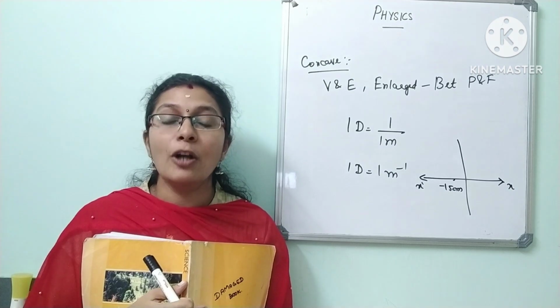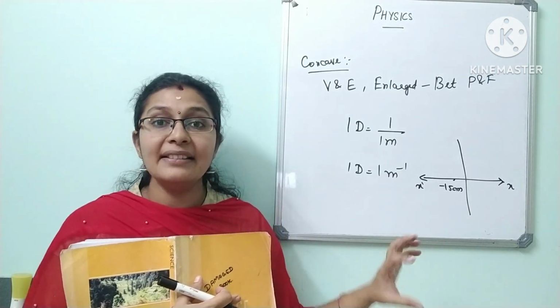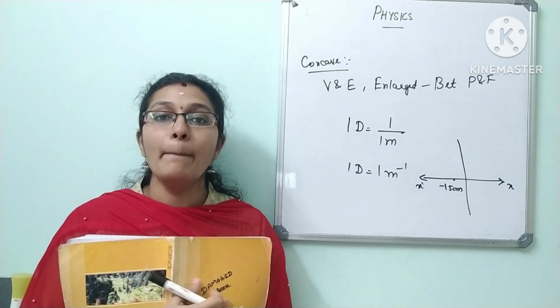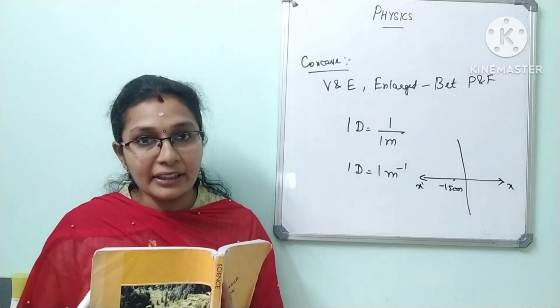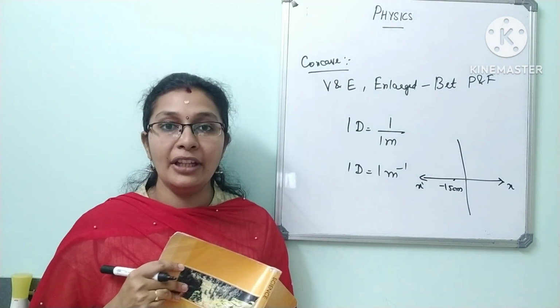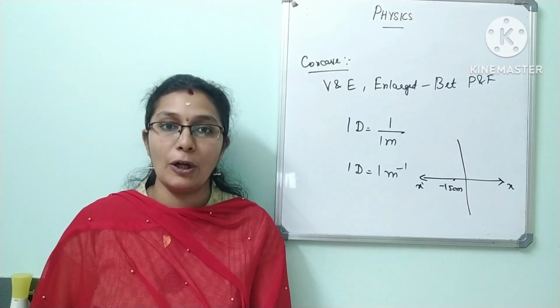Similarly, in a concave lens, your focal length will be on your left hand side, whereas in a convex lens, it will be on the right hand side. So in both the concave mirror as well as the concave lens, your focal length will be on your left hand side, that is negative. So the answer is both concave.